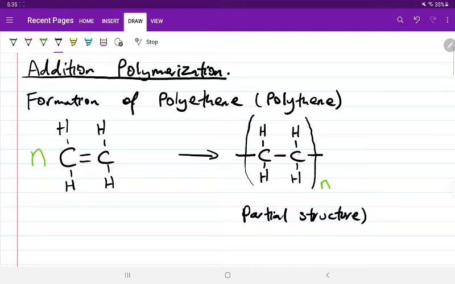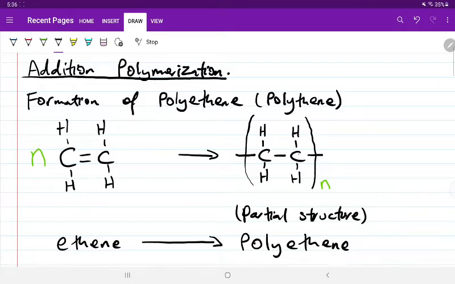We call it the partial structure because obviously it just shows a part of the structure, but it shows you the most important part of the structure, because that is how the polymer is going to look, essentially, without going to the extremes of having to draw out 100,000 molecules. All right, so this is ethene over here, and it has been converted to polyethene. Why is it polyethene? Because it is made up of many ethene molecules.